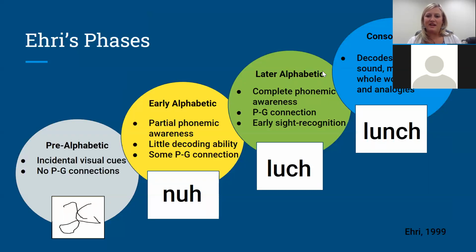In the later alphabetic phase, we can see they're getting more of that one-to-one with the sounds that they hear and the graphemes that represent those sounds. And ultimately, like I said, in the consolidated phase, we get the correct spelling where we're hearing all of the sounds, or all of the graphemes, excuse me, represented by the sounds in lunch.